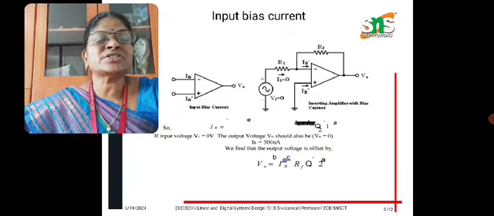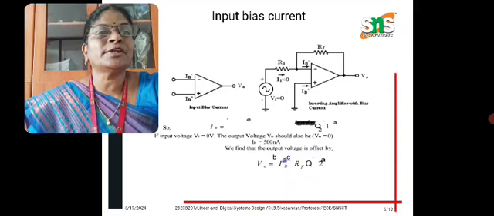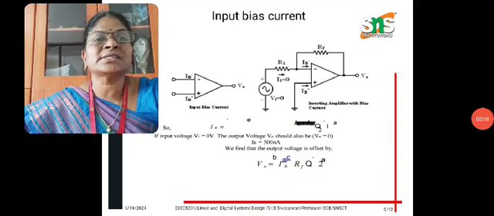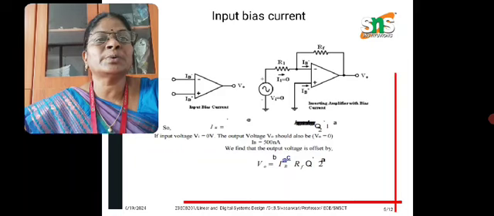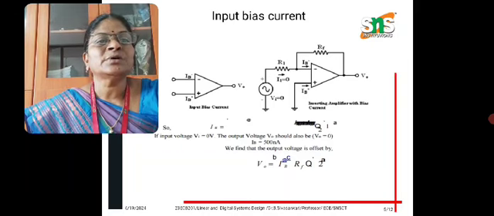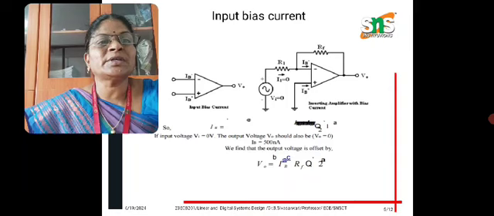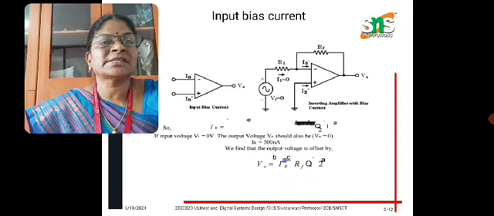So this is the circuit diagram of input bias current. You can see this is the inverting amplifier with bias current. So here we can define the output voltage V0 is equal to 0, and we find that the output voltage is offset by VA is equal to IB, etc.